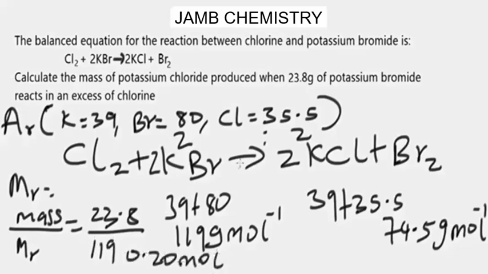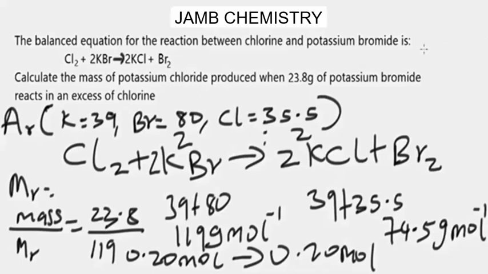Okay, so this will give us 0.20 mole. Now, since we have the ratio of the potassium bromide to potassium chloride in this balanced chemical equation to be 2:2, this shows that 0.20 moles of potassium bromide reacted to form 0.20 moles of potassium chloride.